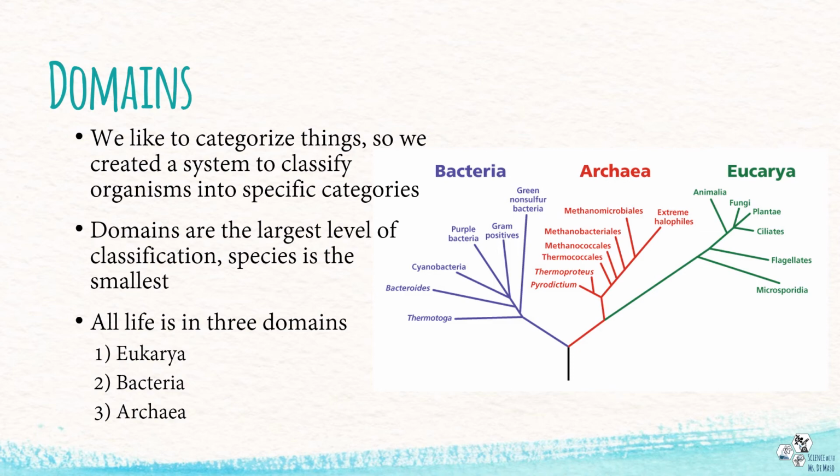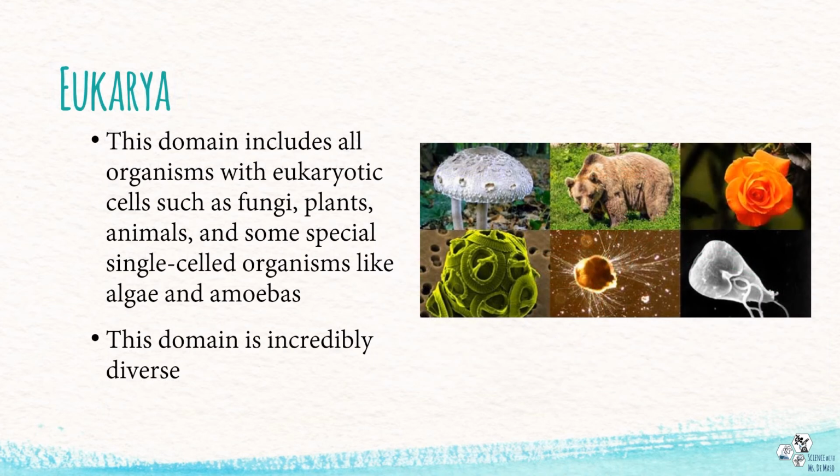So let's go into these one at a time. So eukarya, this is the domain that includes all eukaryotic cells, all eukaryotic organisms. So things like amoebas, or humans, or plants, or animals, or mushrooms, all of these fall under this domain.